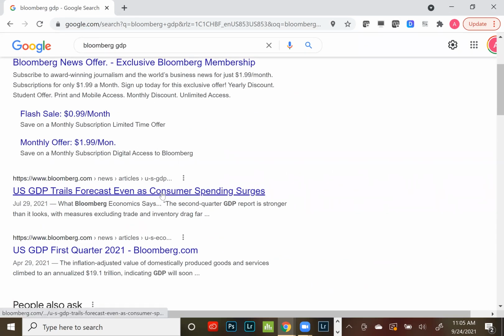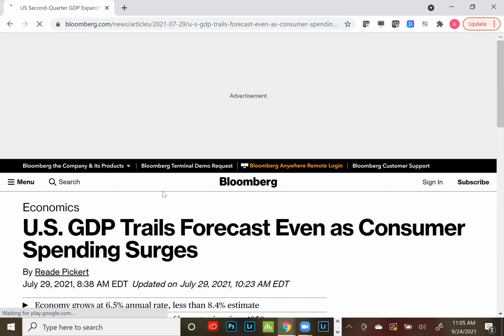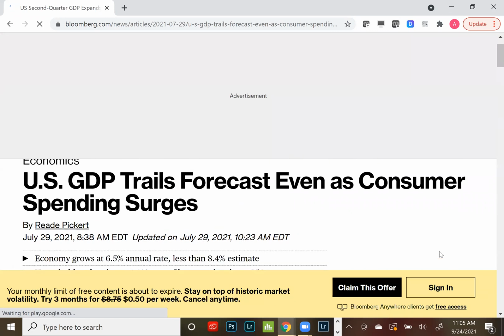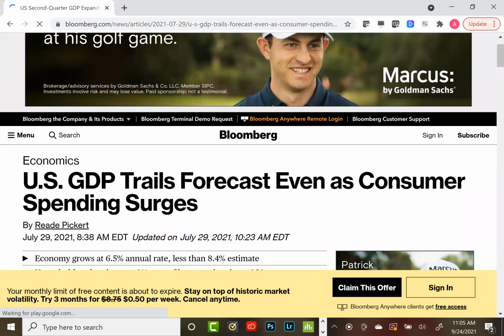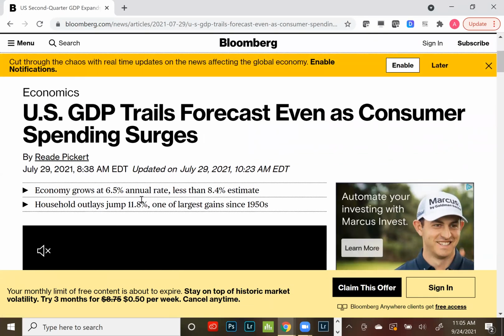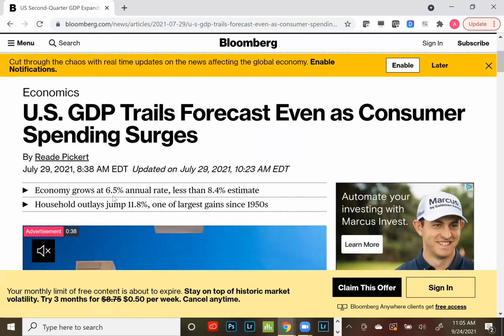Okay, so here's an article in Bloomberg. This is from the summer. US GDP trails forecast even as consumer spending surges. So what they're saying is that the economy, now this is during the summer when the economy was still struggling because of COVID, grew at around 6.5% on an annual basis, whereas economists thought it might go up by 8.4%.